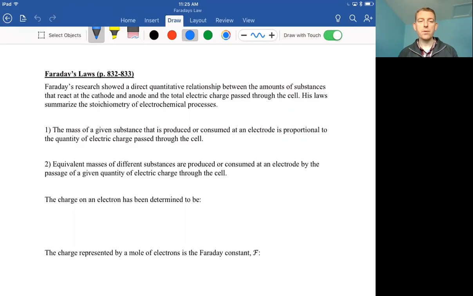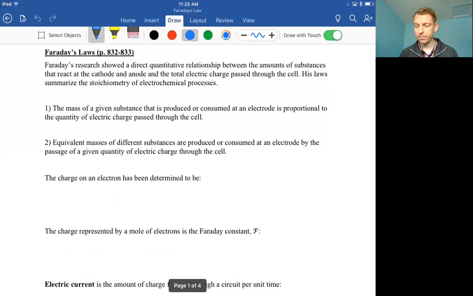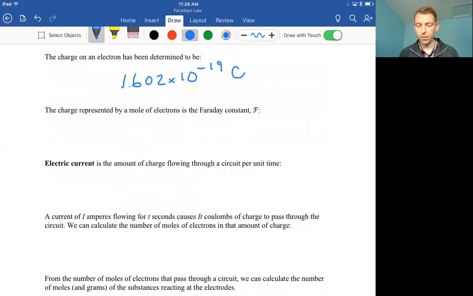What we're going to need to do there, since we're talking about the quantity of electric charge through a cell, is think about the charge on an electron and then scale it up. So the charge on a single electron, we've already said, is 1.602 times 10 to the negative 19 coulombs. This is also called the fundamental or elementary charge. Of course, for an electron it's going to be negative, but we're really just looking at the amount of charge here.